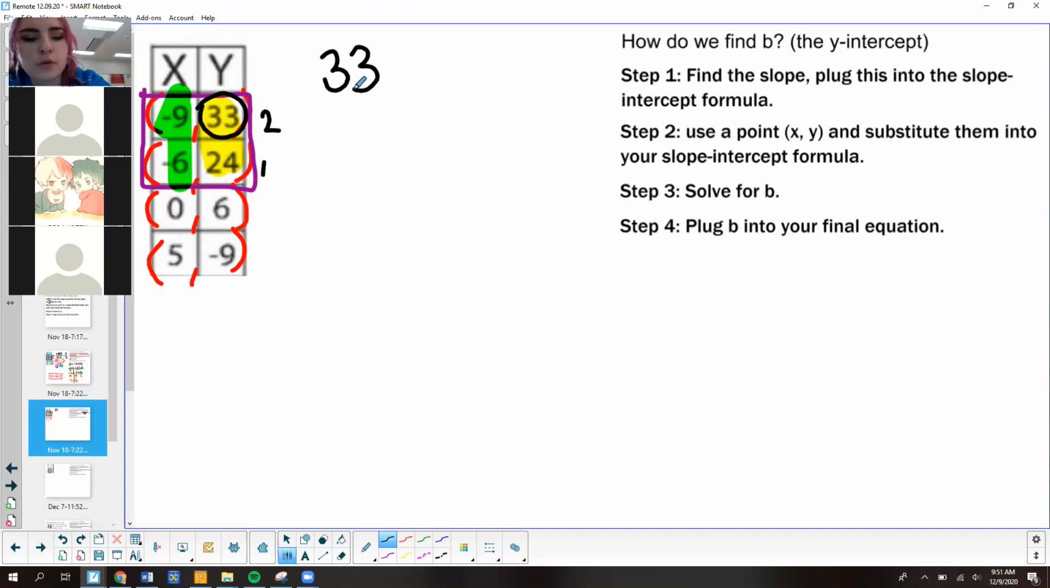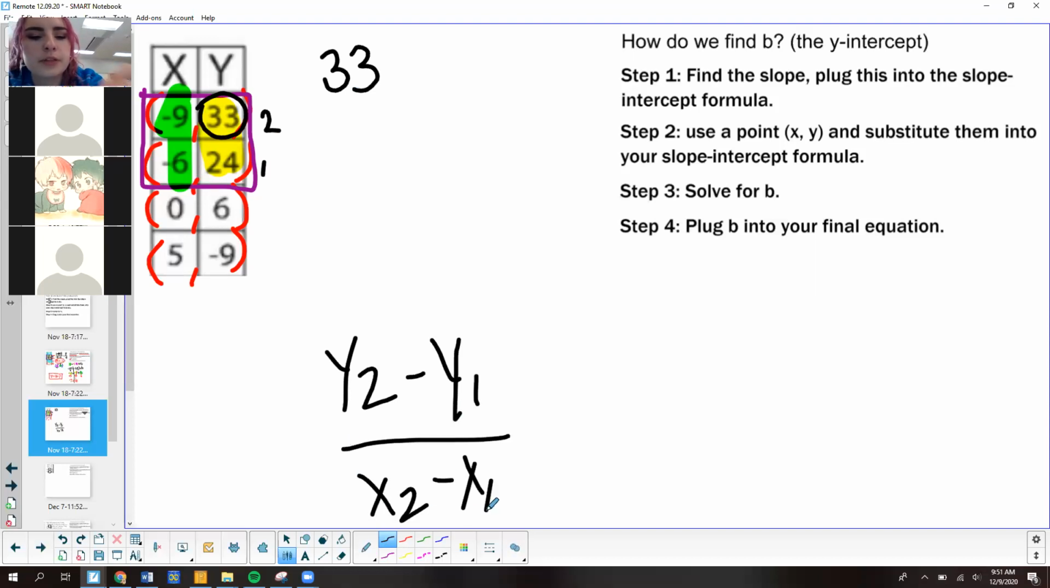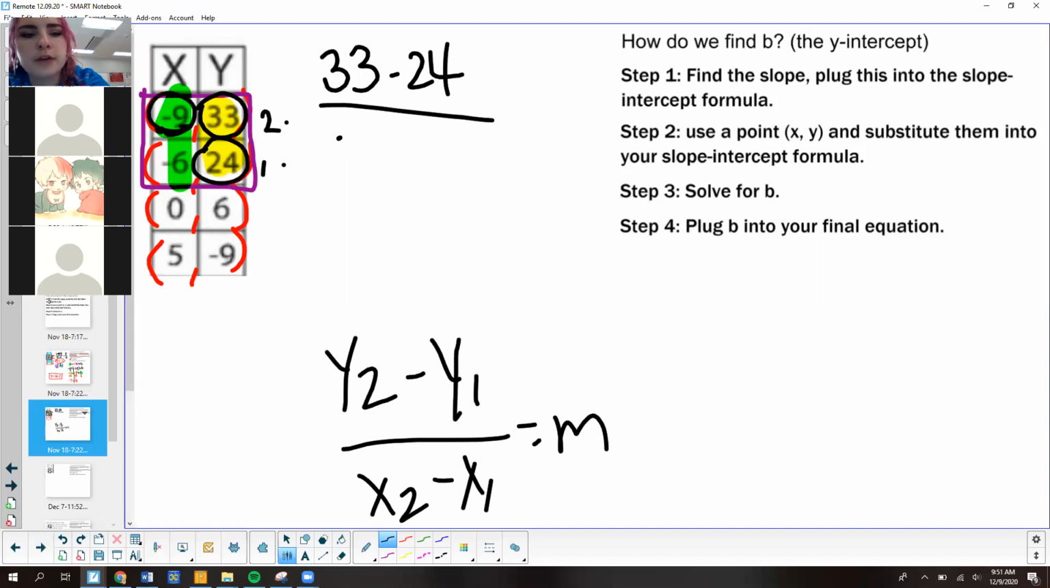And if you guys aren't sure where I'm getting this, I'll write this down here. Y2 minus Y1 divided by X2 minus X1. This is how you find slope. So I'm taking 2 points. This top one is point number 2. This one is point number 1. I'm taking the Y value of my second point. So Y2 is 33 minus Y1, which gives me 24, divided by X2, which is -9, minus X1, which is -6.